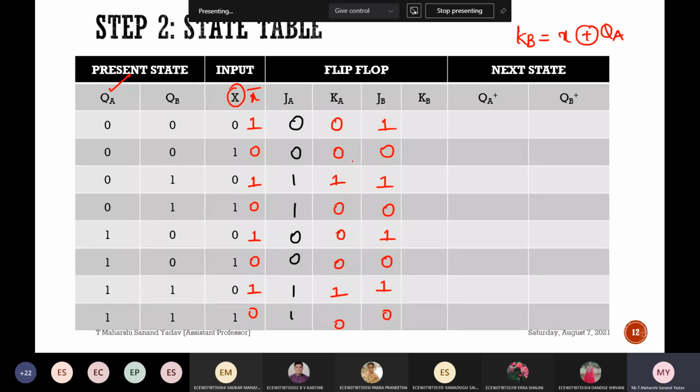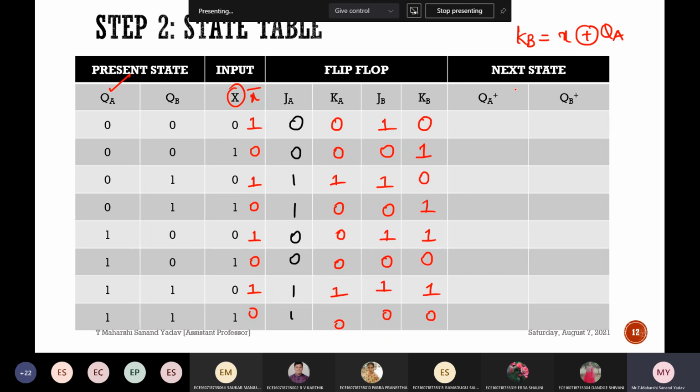Tell me the answers for KB. So here 0. This will be 1. 0, 1, 1, 1, 0, 1, 0. Correct me if I am wrong. Correct? Yes, sir. Right. Now, this is important.